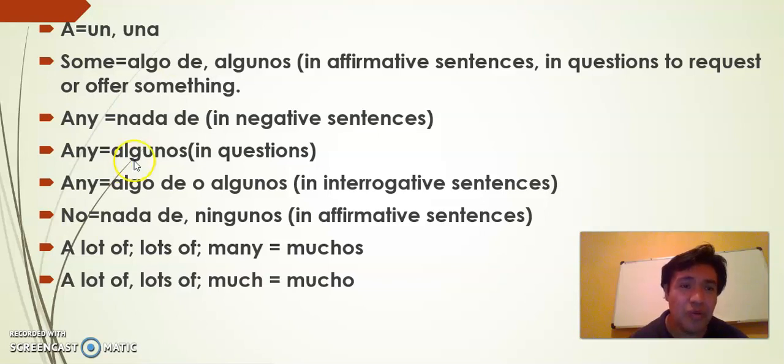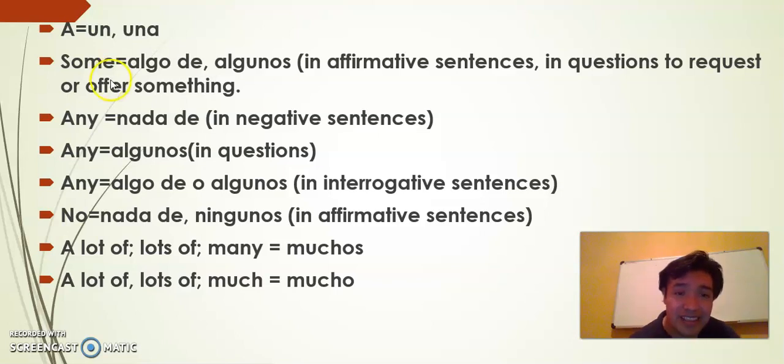And well, any, you remember it has three meanings. We use any in negative sentences. For example, I don't have any time. I don't have any question. I don't have any idea, and so on. So we use any in negative sentences. But we can also use any in questions, like I told you before: do you have any question? Do you have any milk? Do you have any coffee? Do you have any tea? Do you have any apples? Do you have anything?